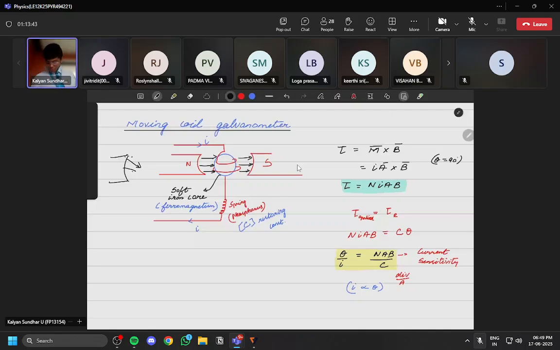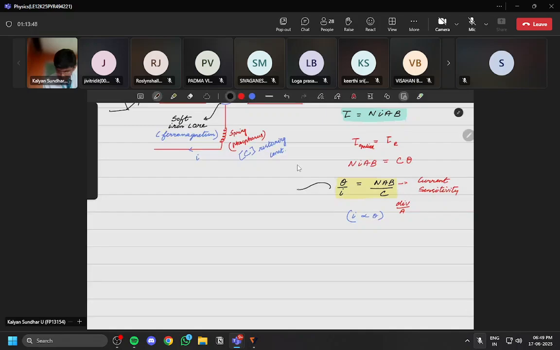Right? So your current sensitivity here. Current sensitivity will depend first on the number of loops, the area of the loop, and your magnetic field. And it will be inversely proportional to your torque constant, I mean torsional constant.